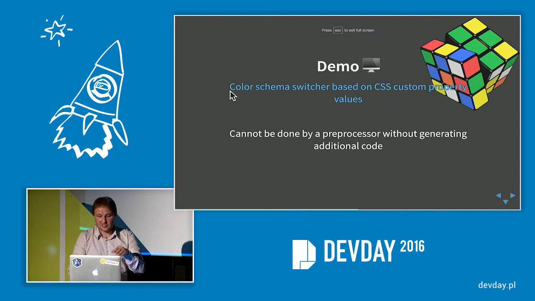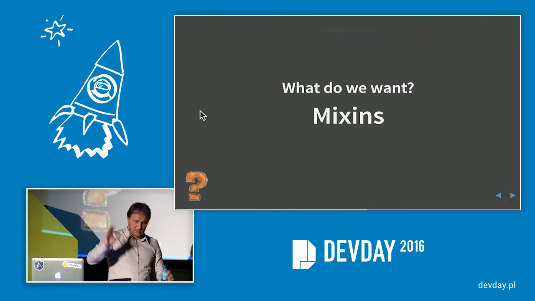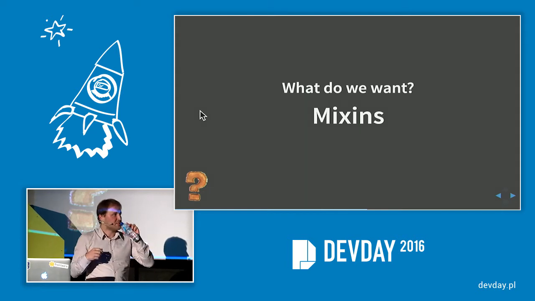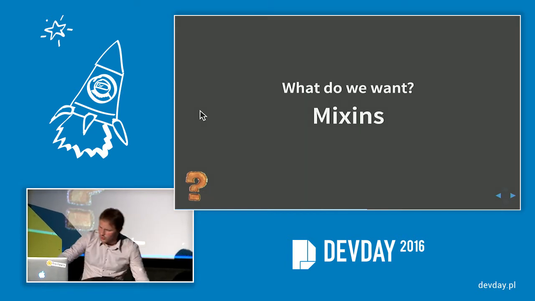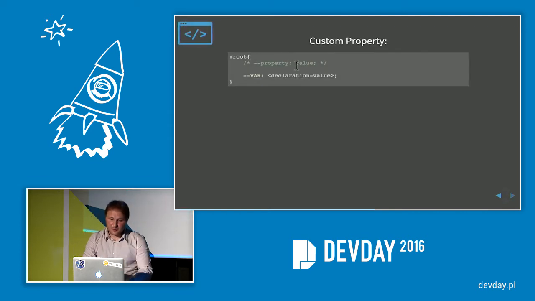You cannot do this with preprocessors. What was the next? Mixins. So now we have variables. Next one was mixins. What about mixins? It's CSS custom sets of properties. And let's take a look why the name is, again, something strange, not CSS mixin. So custom property. We already saw that you just assign a variable using this syntax.